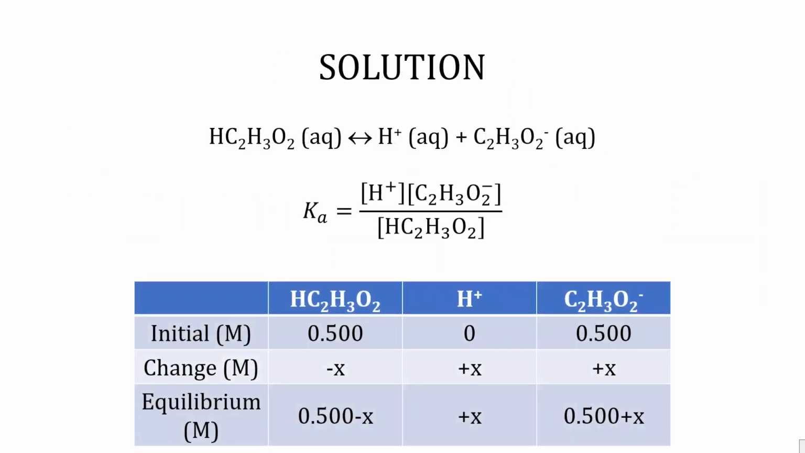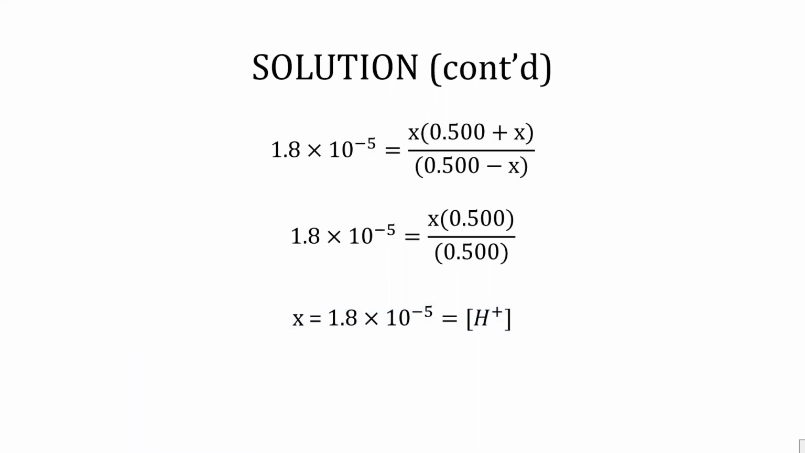After setting up the RICE table showing the equilibrium expression and reaction of both, and given Ka equals 1.8 times 10 to the minus 5, in solving for x, it equals 1.8 times 10 to the minus 5. The pH equals 4.74.